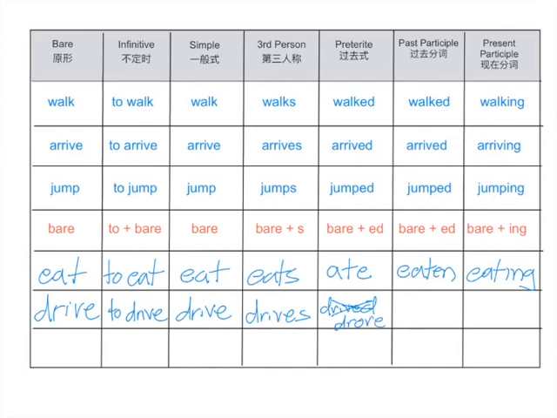Likewise, if drive followed the rule, the past participle verb form would be drived, but it is not. It is driven. Again, let me clean that up a bit. So this verb, again, breaks the rule when you get to the preterite and past participle verb forms, but it does follow the rule once more once you get to the present participle, because the present participle of drive is driving.